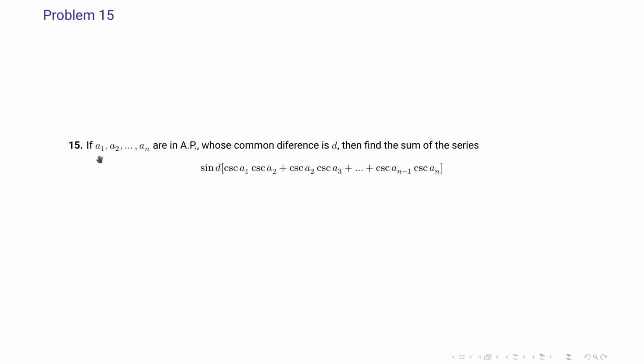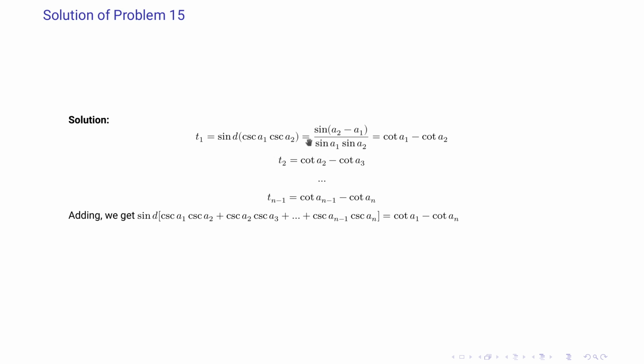Problem 15 says that if a1, a2 up to an are in AP whose common difference is d, then find the sum of the series sin d into cosec a1 cosec a2 plus cosec a2 cosec a3 plus up to cosec an minus 1 cosec an. So this is a similar problem to one we have solved earlier, where the term in the bracket was sec. So you expand sin of a2 minus a1 for this, and in the denominator you have sin a1 sin a2, and sin of a2 minus a1 would be sin a2 cos a1 minus sin a1 cos a2. So when you divide, you get cot a1 minus cot a2.